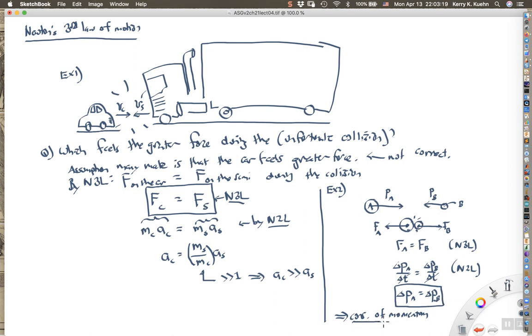We're going to talk more about this in the next unit, but I thought I would mention how this follows from Newton's laws of motion right away. Okay, and I'll stop there.